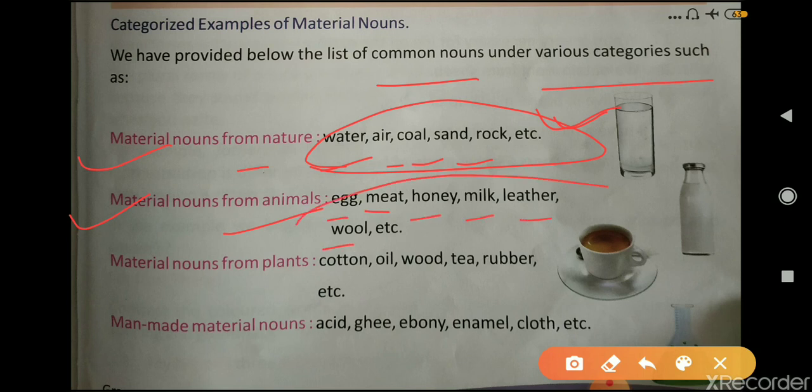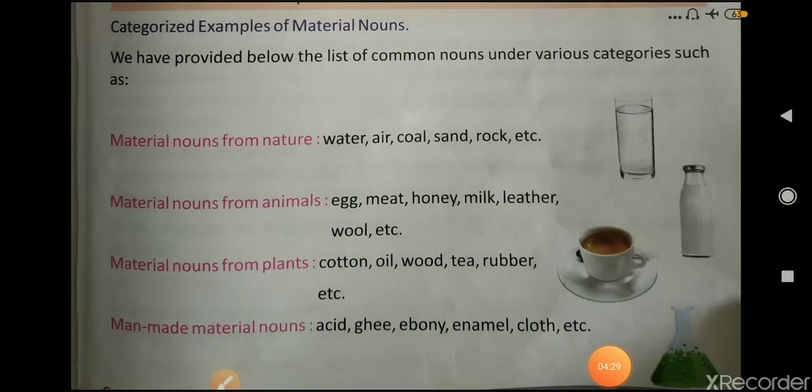All these we get from animals. The next one is material nouns from plants: cotton, oil, wood, tea, rubber. All these are material nouns that we get from plants. Now man-made material nouns such as acid, ghee, ebony, cloth, etc. So these are material nouns.